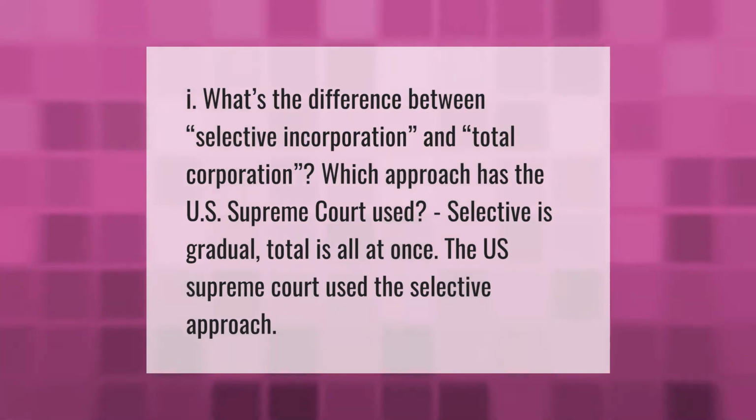What's the difference between selective incorporation and total incorporation? Which approach has the U.S. Supreme Court used? Selective is gradual, total is all at once. The U.S. Supreme Court used the selective approach.